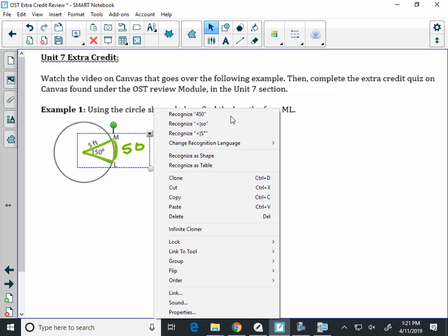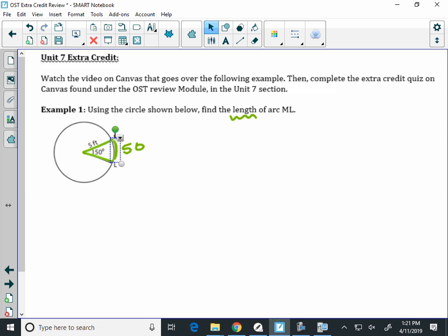So the length is, if we took this arc, it's all connected, and we took this piece and measured it, straightened it out and measured it, that would be the length. That's what we're trying to find. How long is this arc? To do that, you have to think of this kind of like a pizza or a pie. The length around the entire circle is what we call the circumference. So we first have to find the circumference of the circle.